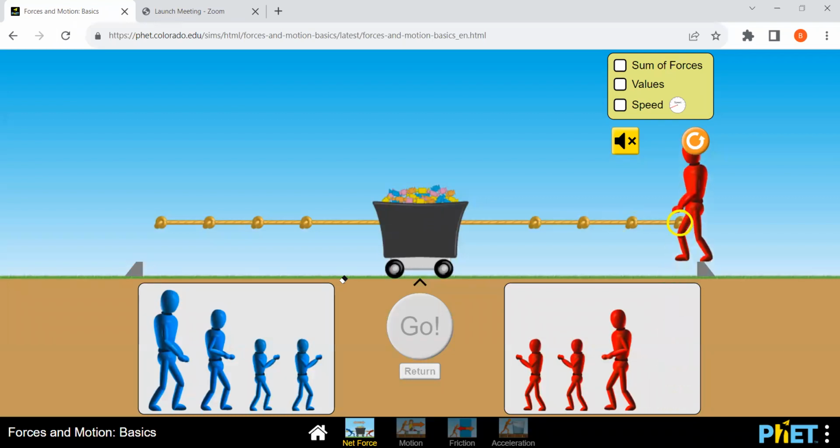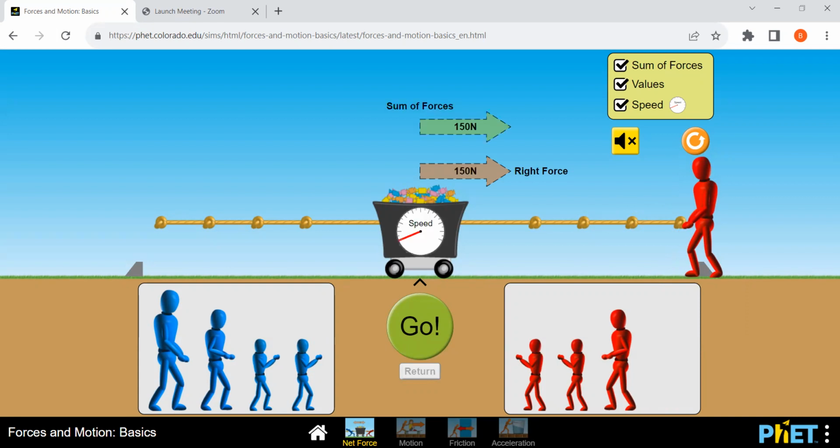Here you see that when we have only one robot, the net force is basically the sum of forces. The sum of forces equals the force the robot is applying, because there is only one force, so the sum of forces is the same as the applied force by this red robot.